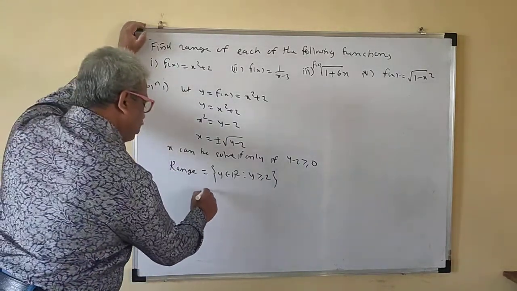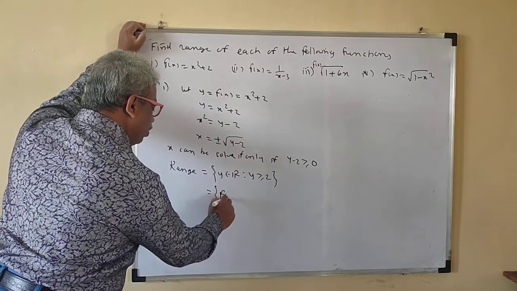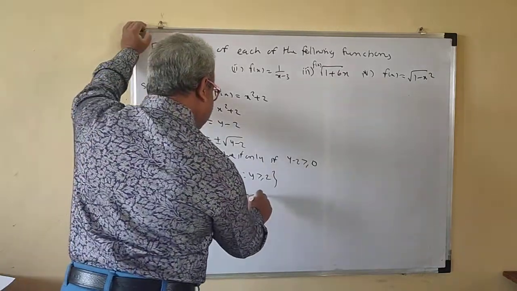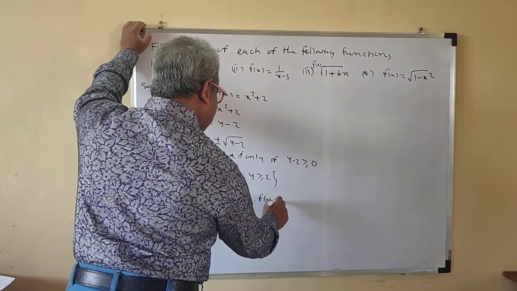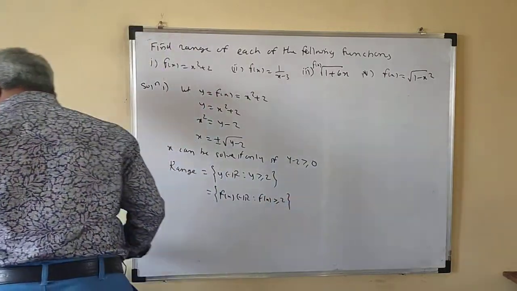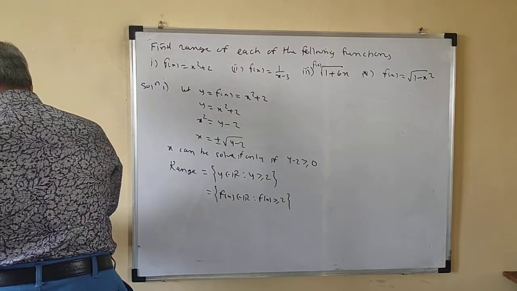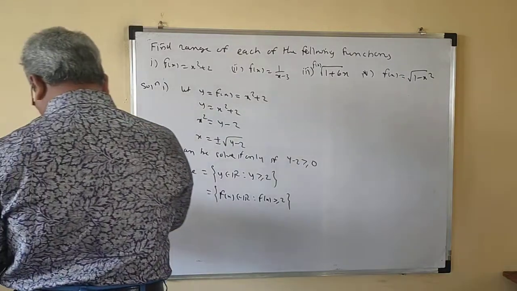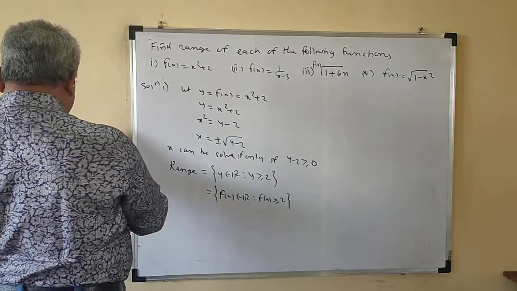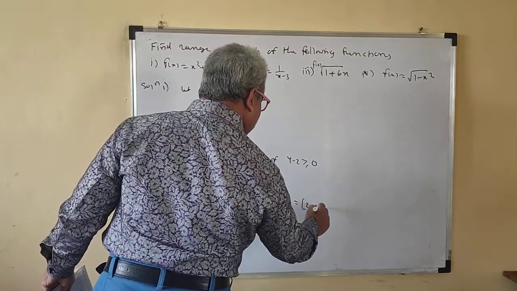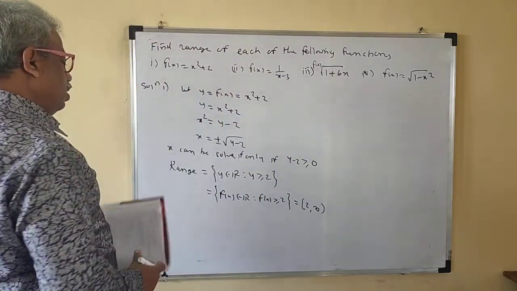Range means we have to write y is equal to f of x, so f of x belongs to R such that f of x is greater than or equal to 2. You can write it in the interval form: this is 2 to infinity. Okay, range.